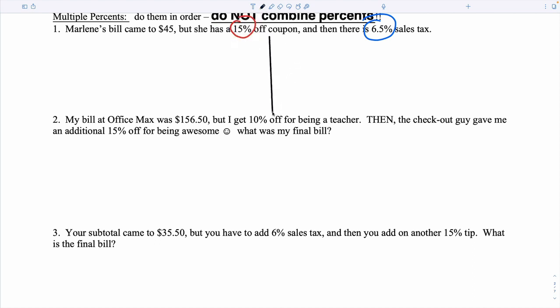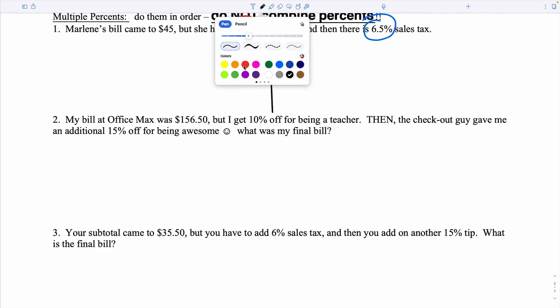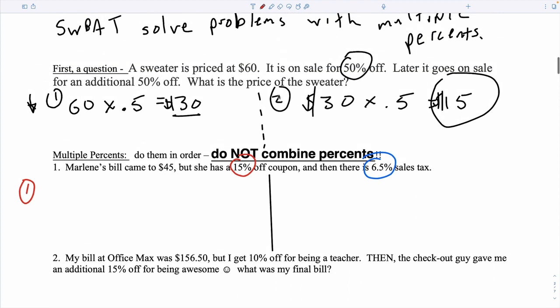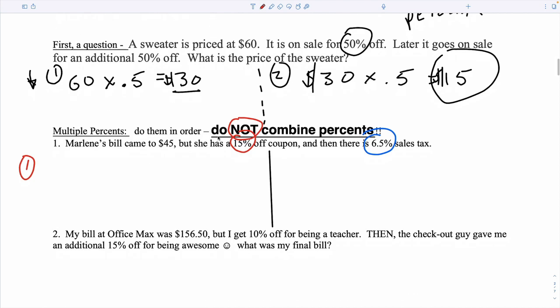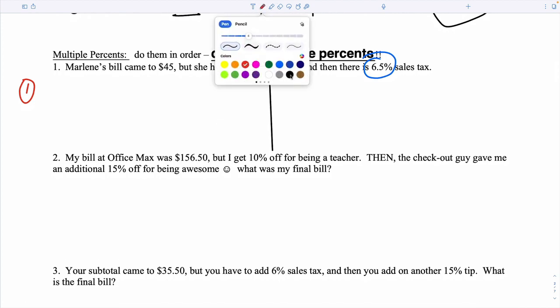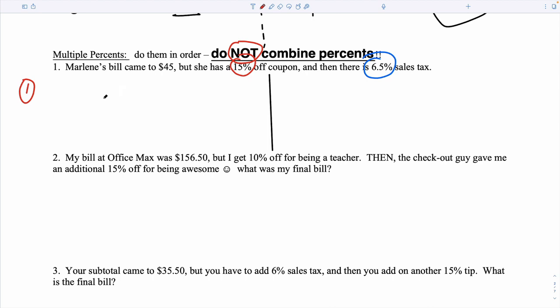Jameson: Well, I thought that maybe we could just go 15 minus 6.5 and then we could use that percent. You can't. You cannot combine. So when you have multiple percents, do not combine them. You have to do them in order because they come in different sections, like they're different timings when they multiply. So start off with your first one, $45.